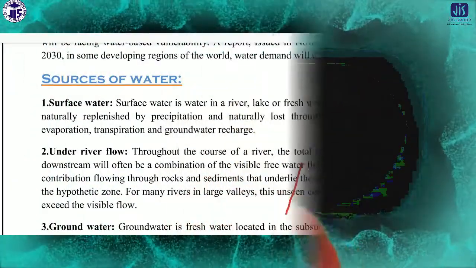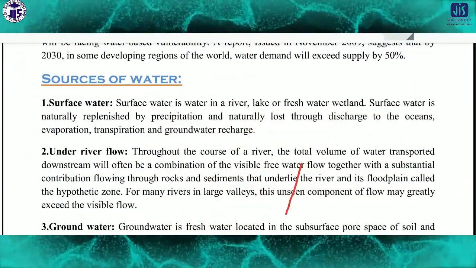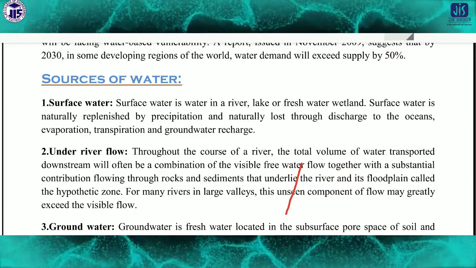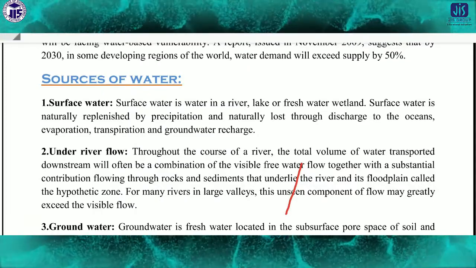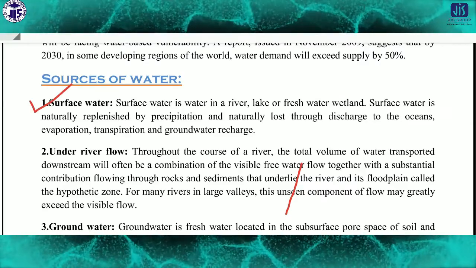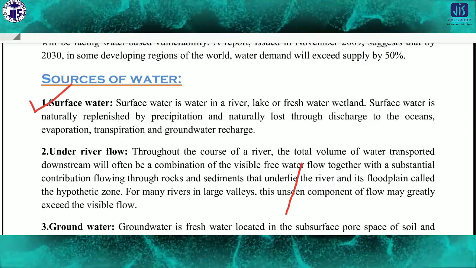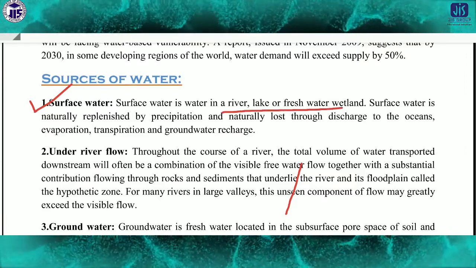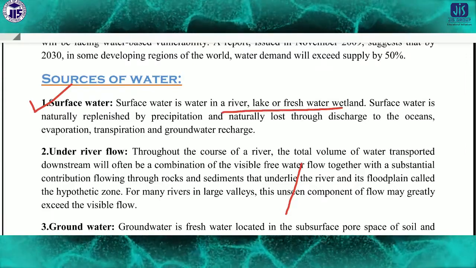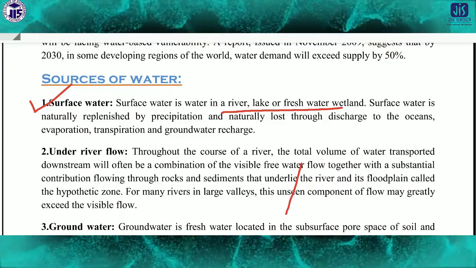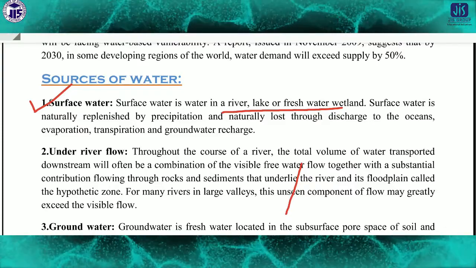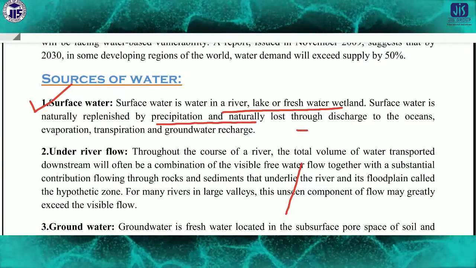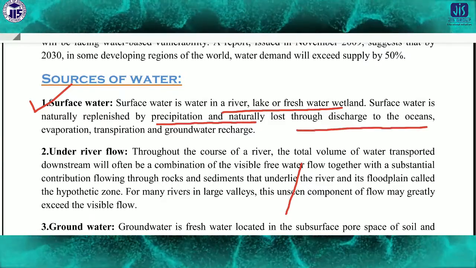First of all, we will discuss the sources of water. You know, there are mainly 4 types of sources of water. The first source is the surface water. Surface water means water present on the surface, like a river, lake, wetland, etc. Surface water is naturally produced by precipitation, and naturally it is lost through the discharge to the oceans.